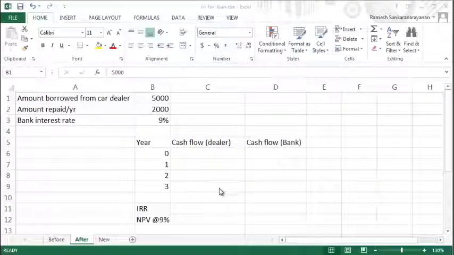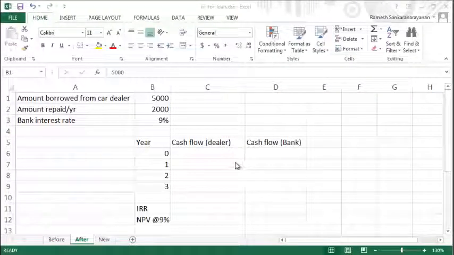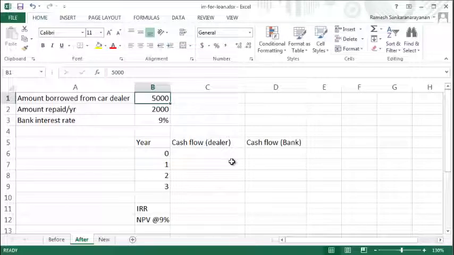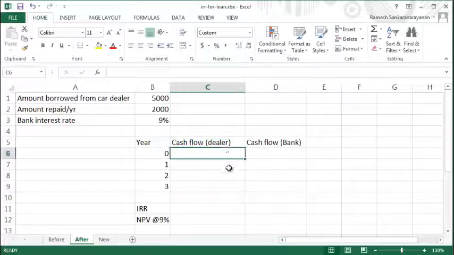Hello and welcome. In this video, we'll take a look at how to use the IRR concept to evaluate a cash flow when you're borrowing money as opposed to actually investing. So when you're borrowing money, you typically have an initial positive cash flow followed by a set of negative cash flows.